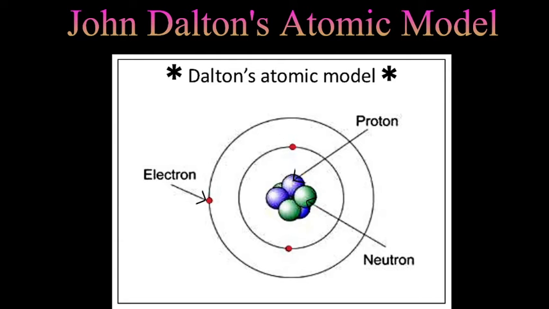Now, John Dalton's atomic model. John Dalton was an English chemist, physicist, and meteorologist. In 1809, he proposed the atomic theory, which was an important milestone in the history of science. He postulated, point number 1, all matter consists of small indivisible particles called atoms. Atoms can neither be created nor be destroyed.